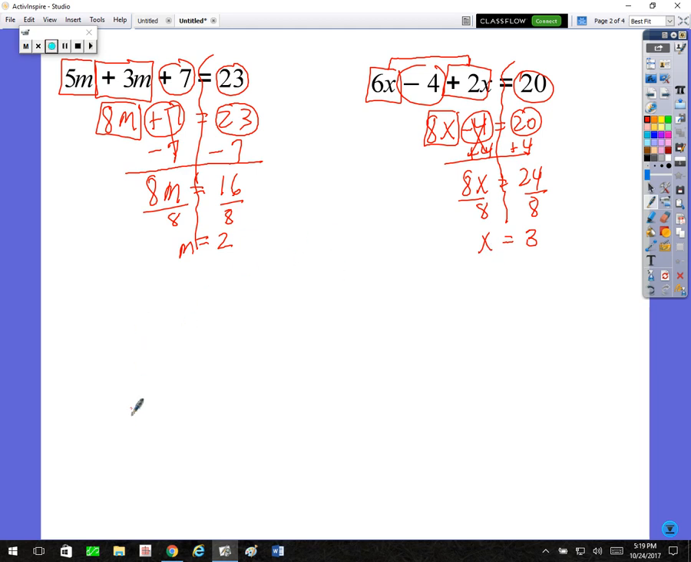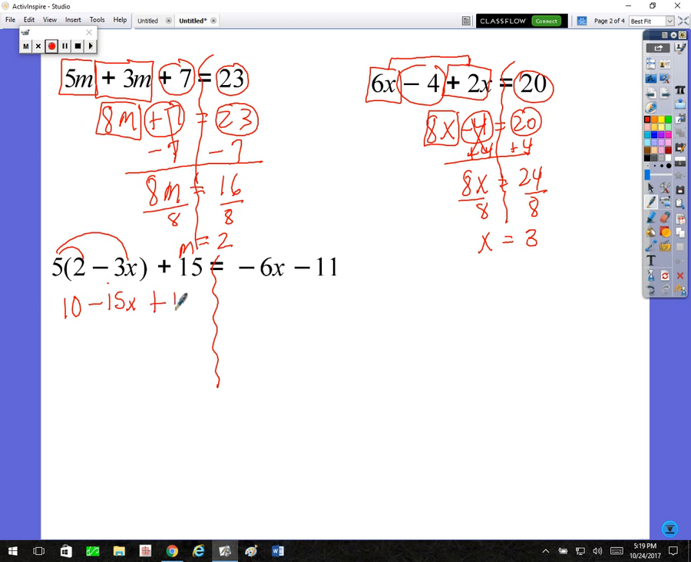Okay, let's go over here and let's try to find this one over here somewhere. I got to find it right here. Here it is. Should be right here. All right. Now we got variables on both sides of the equations and we have parentheses. So we got a little work to do with this one. So let's start by clearing this parentheses out with distributive property. 5 times 2 is 10. 5 times a negative 3x is a negative 15x plus 15 equals negative 6x minus 11.